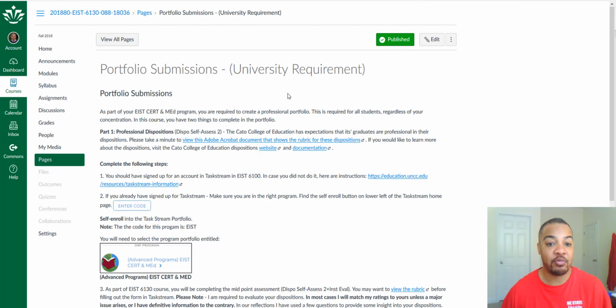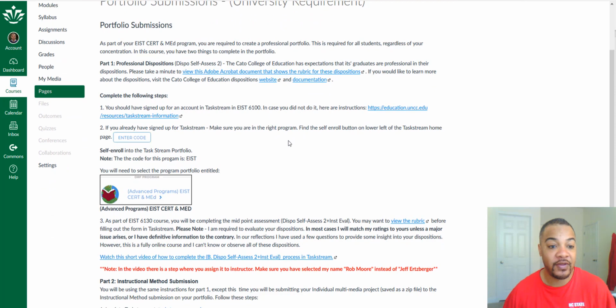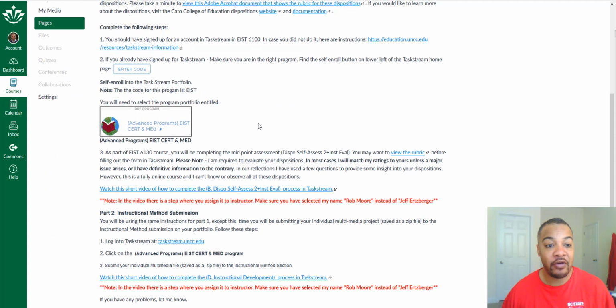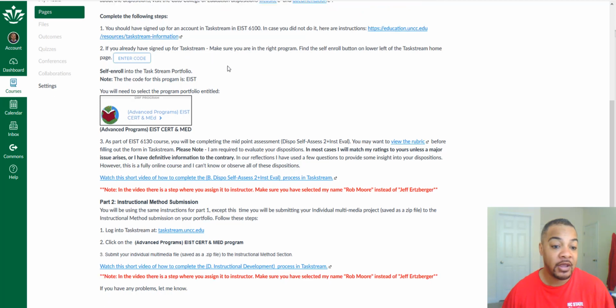For those of you that have yet to do your portfolio submissions, you have until Sunday, October 28th to take care of that. It's really important that you do both of these submissions because this is actually a university requirement. So if you follow the instructions I provided here, you'll see how to add your information. And I've also provided some links to different resources from the UNCC Charlotte website.